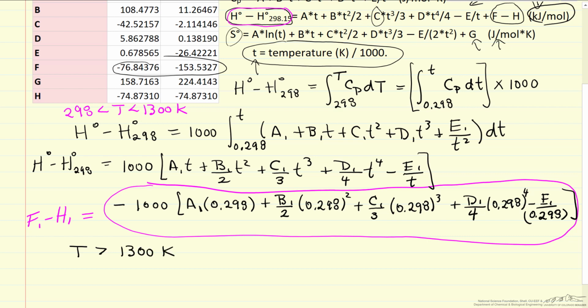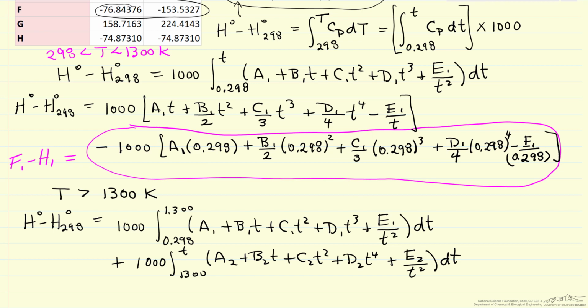Again, I'm going to pause and write down the equation. Because we're above 1300, we first have to integrate from 298 to 1300 using the parameters from the first set of numbers, the A1, B1, that are only appropriate between 298 and 1300. And then we integrate from 1300 to our temperature of interest using the parameters from the second column of numbers in the heat capacity table, A2, B2, etc. And we can do this integration. Of course, we can do both integrations. We effectively have done this integration for this first integral.